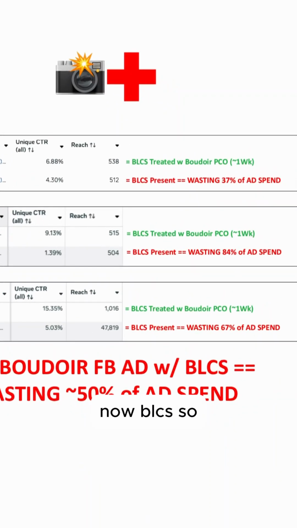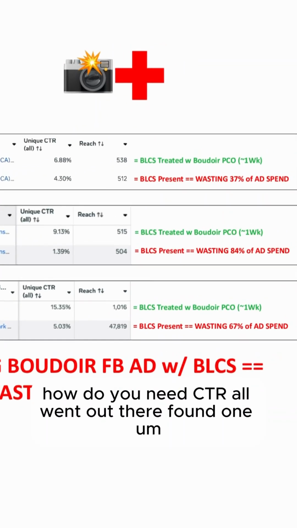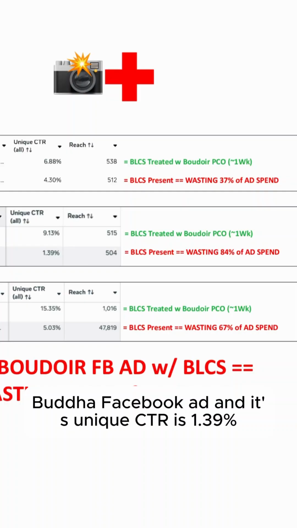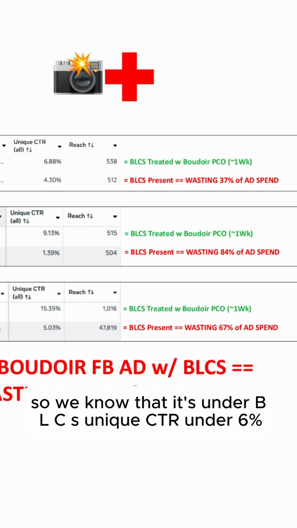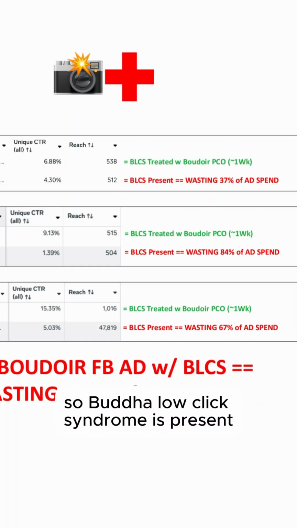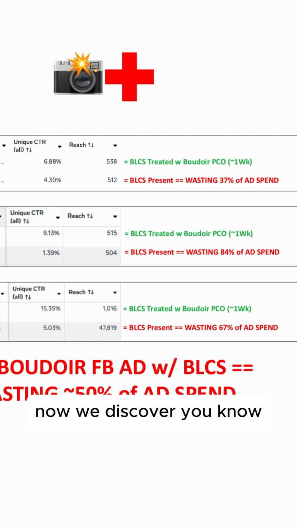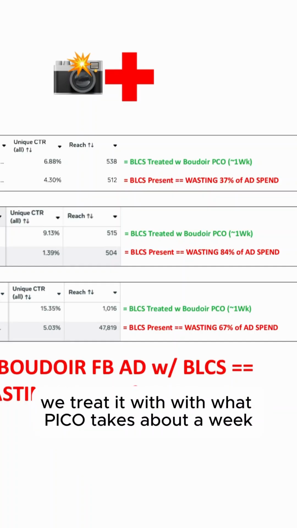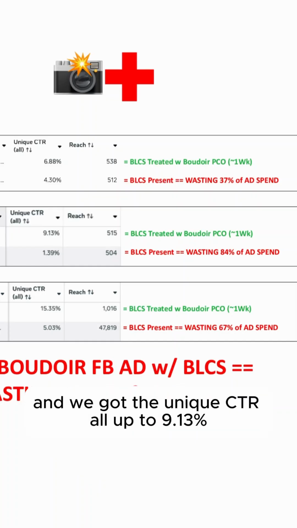BLCS, so next part, residency part 2. Had a unique CTR all, went out there, found one. With a Facebook ad, its unique CTR is 1.39%. So we know that it's under BLCS, unique CTR under 6%, so BLCS is present, and Boudoir, so Boudoir low click syndrome is present. Now we discover, now that we got the solution, we treat it with Boudoir Pico, takes about a week, and we got the unique CTR up to 9.13%.